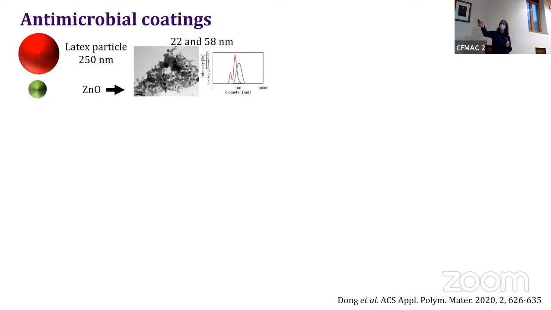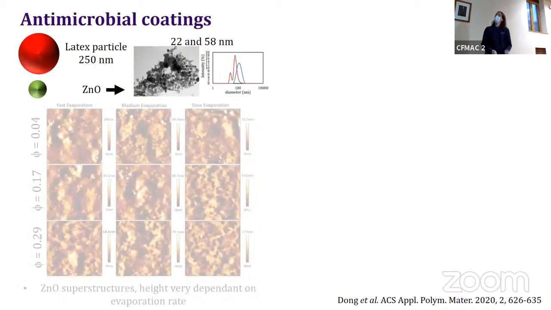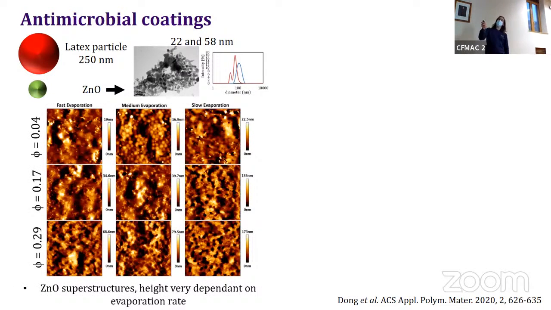And in this case, we can see there's a bit of a bimodal distribution, so that's important for considerations of what structure you're going to get at the end, but still they are much smaller than these ones. So we blend them at different ratios. This is the volume fraction of zinc oxide in the dried films. And then we are drying at different evaporation rates, because that's quite important for the structure you're forming.